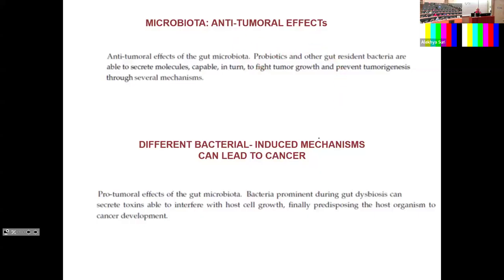That is why we talk about having a healthy microbiota, the anti-tumoral effect of the gut microbiota. So everything that makes it secrete molecules capable of fighting tumors prevents tumorigenesis. But what happens when these different bacterial-induced mechanisms occur, when there is what they call dysbiosis, right? A dysregulation of bacteria in our organism. Sometimes that dysregulated gut microbiota can have pro-tumoral effects.